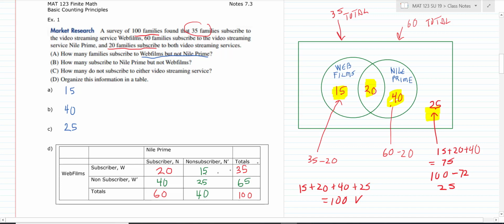So 20 and 15 gives that total of 35. Okay. If you look at this column, that's the 20 and 40 that give you 60. And then the grand total of these is 100. All right. So notice everything adds up. 20 and 15 adds up. 40 and 25 adds up. 60 and 40 adds up. So everything has got to add up row-wise and column-wise. So that's how you put that together.